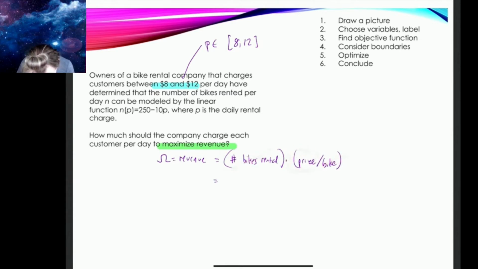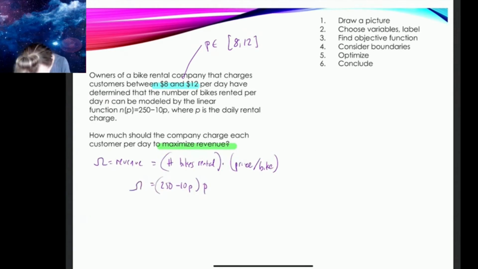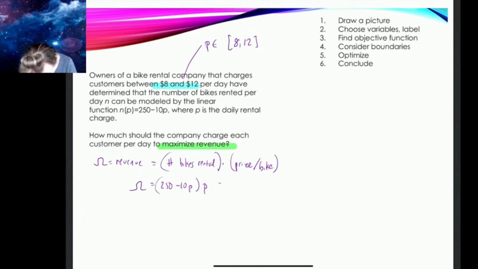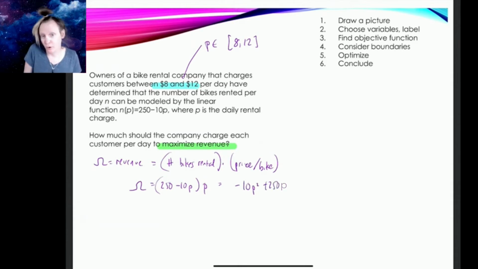In this function, that's equal to 250 minus 10 times P, times P. Okay, so that's my objective function, 250 minus 10P, quantity times P. If we want to, we could write this as minus 10P squared plus 250P. Both forms are really nice. I like this one because it's factored and it tells me what the roots of my function are.